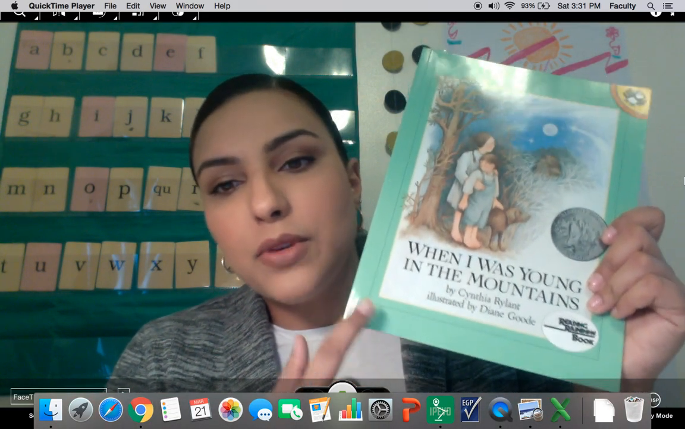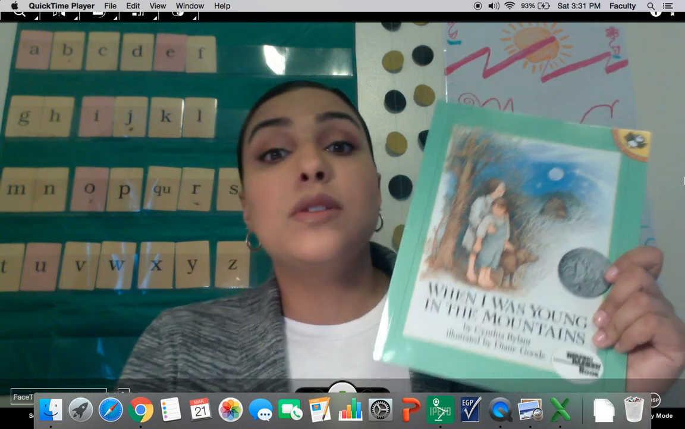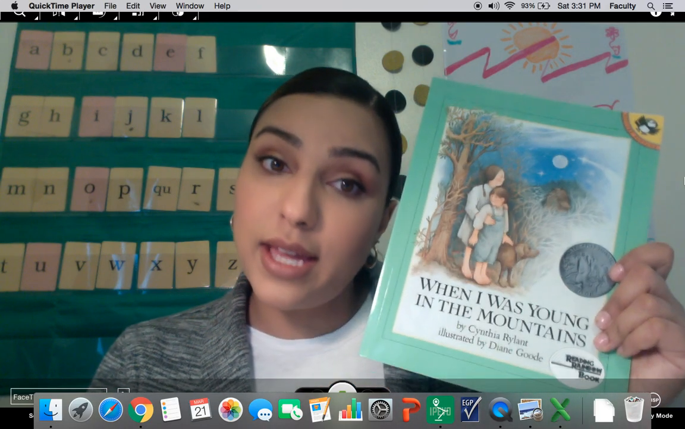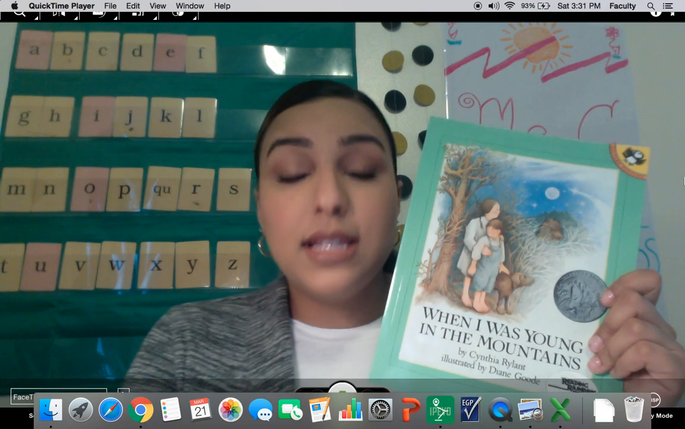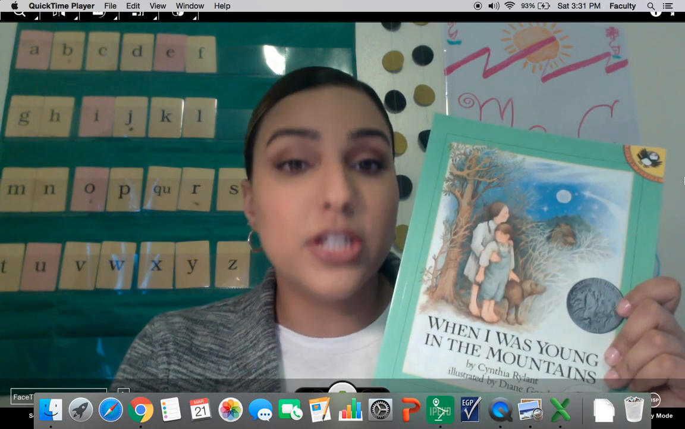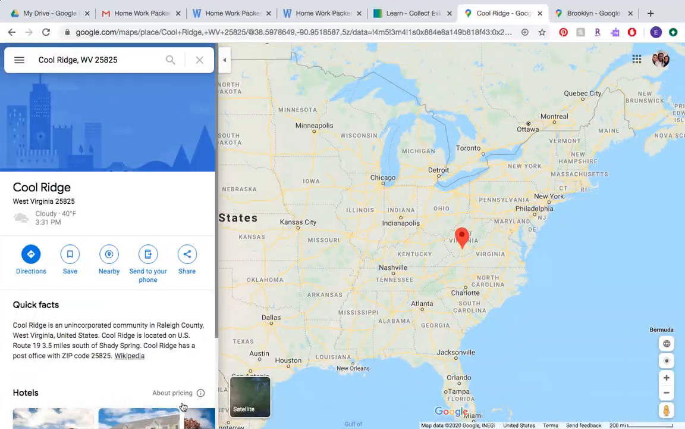If we remember, Cynthia Rylant, the author of our story, was also the little girl in our story. This is about her life. She lived in the mountains, in a place called Coolidge in Virginia. Miss G can show you now where that is on the map. Right here you can see this is where Coolidge is, where she lived in the mountains.